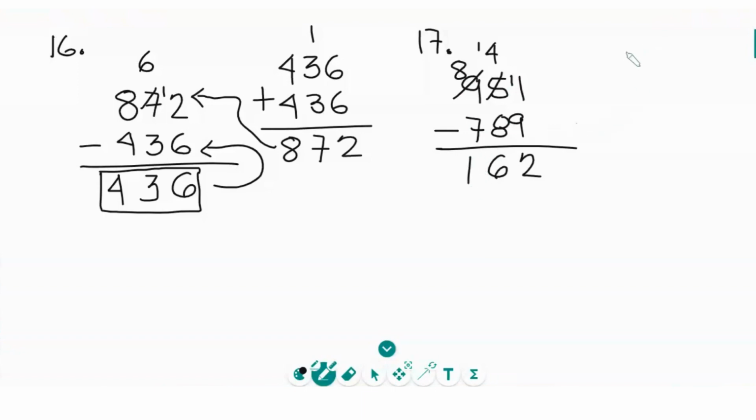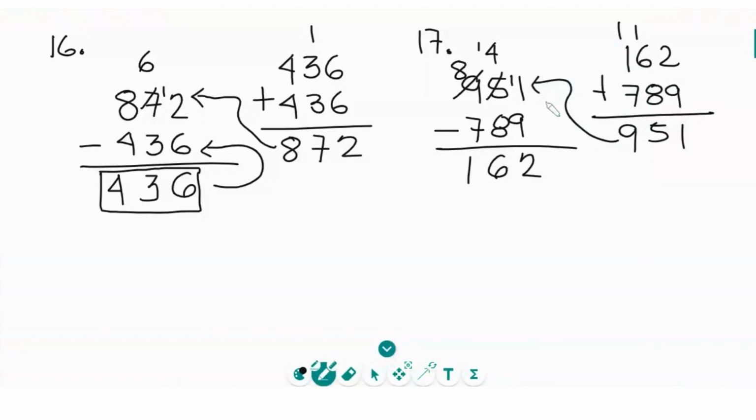Now let's check it. So 162 plus 789. Okay, so 9 plus 2, that will become 11, carry over 1. 8 plus 6 is 14, plus 1, that will become 15, carry over 1. Now 7 plus 1 is 8, 8 plus 1, that will become 9. So we have here also 951. So our answer here is 162.